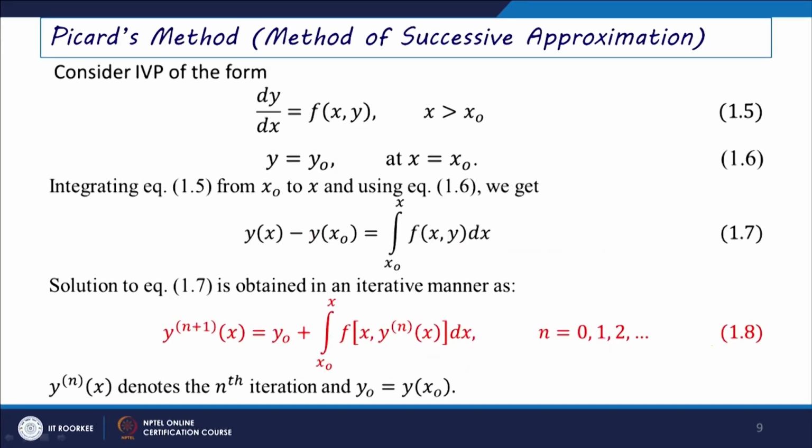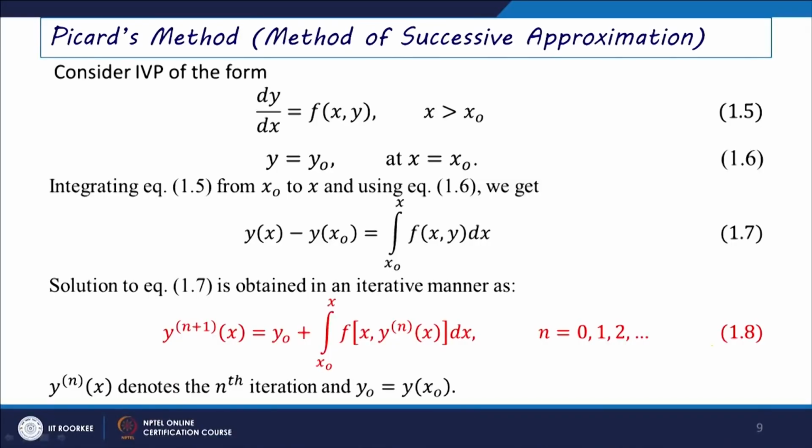So, let us go further and see how we can use a numerical method for this class of initial value problems. The first method we consider here is Picard's method, especially called the method of successive approximations. In that case, consider the initial value problem in the form dy by dx equals f of x, y, where x is greater than x0, and y equals y naught at x equals x0, which is the initial condition provided.